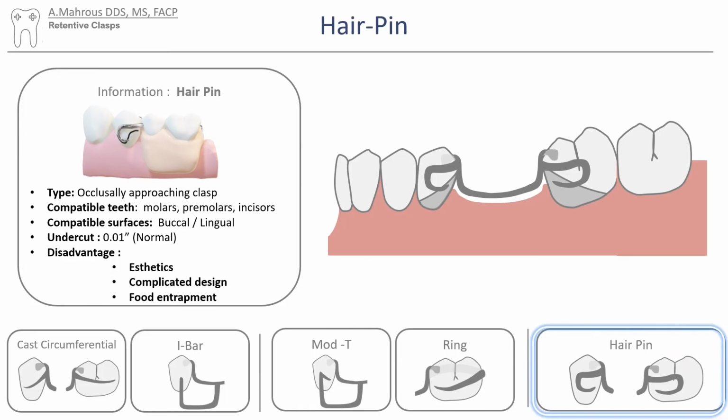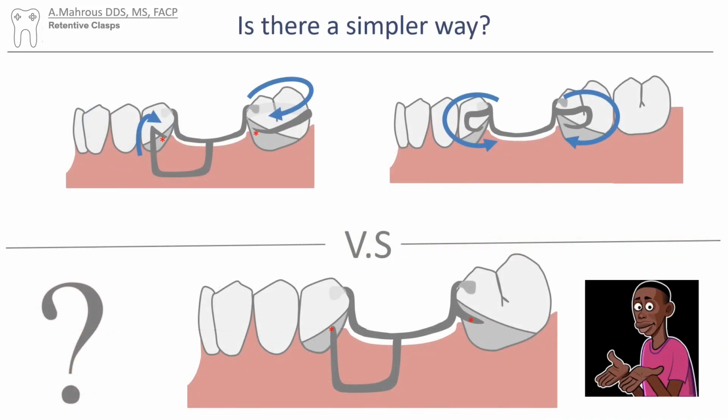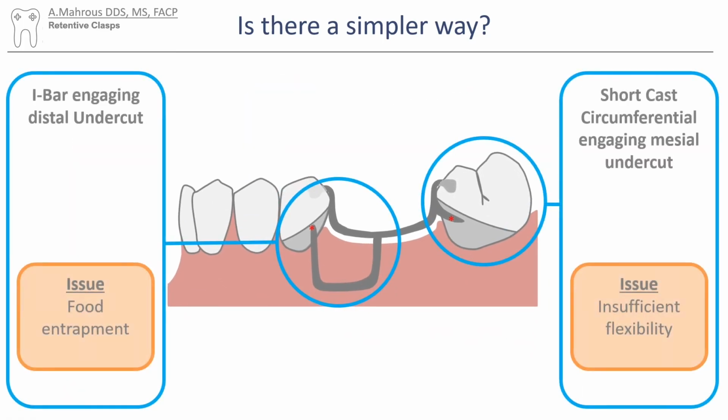A commonly asked question is, why should we even attempt to use those hairpin clasps? Why can't we just use an I-bar and a CC clasp that go directly to the undercut, even if the teeth are tipped? The reason is using a short I-bar clasp would lead to food entrapment, and a short circumferential clasp would cause it to not be flexible enough to go in and out of an undercut.